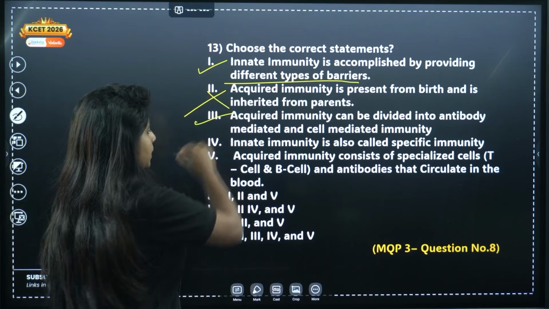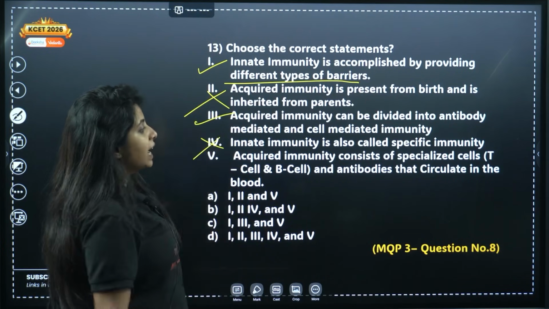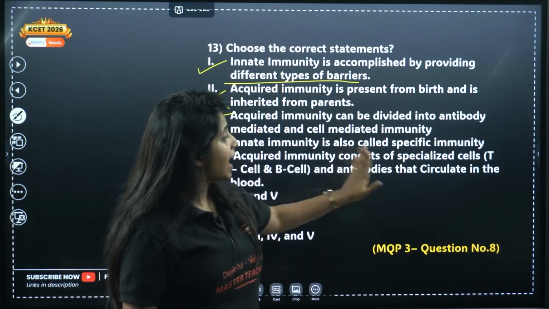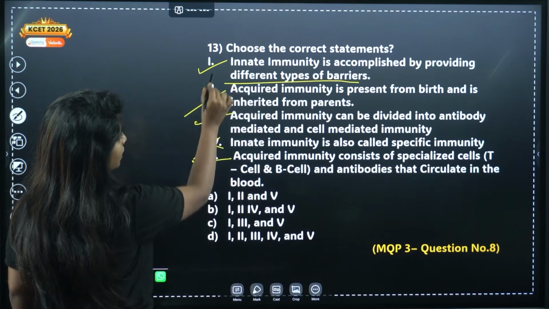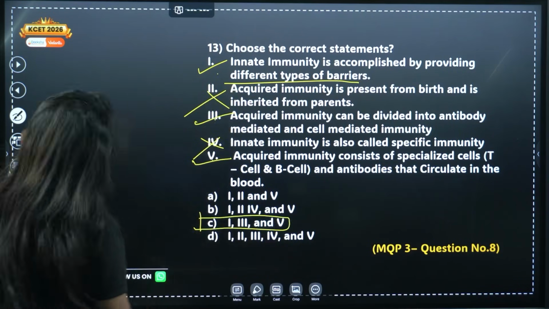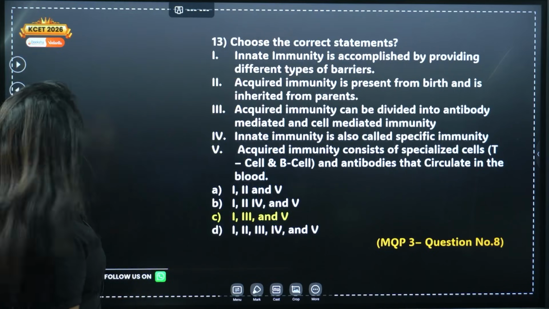So this is correct. Innate immunity is also called specific immunity. It is not at all specific. Acquired immunity consists of specialized cells, that is B cells and T cells, and antibodies that circulate in the blood. Yes, it does. So basically, can I say 1, 3 and 5 are correct? 1, 3 and 5 are correct. That means your answer is option C. Okay.